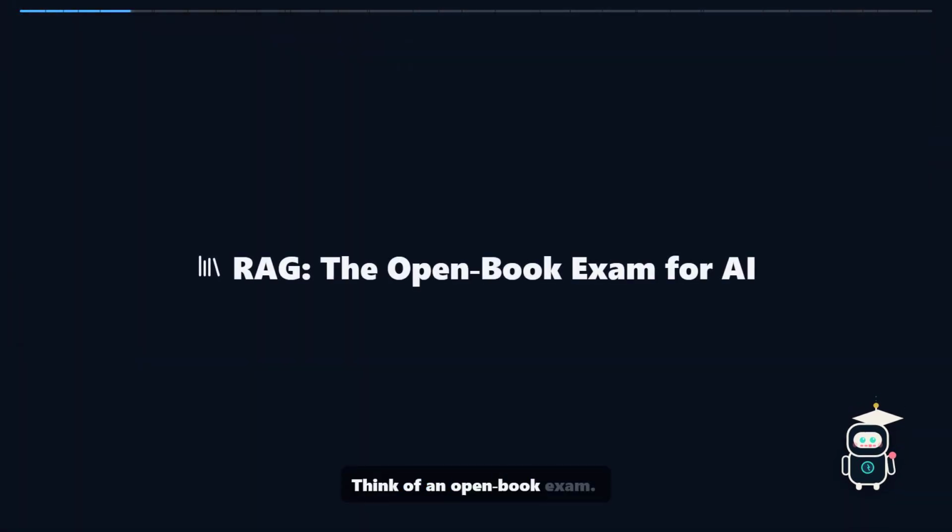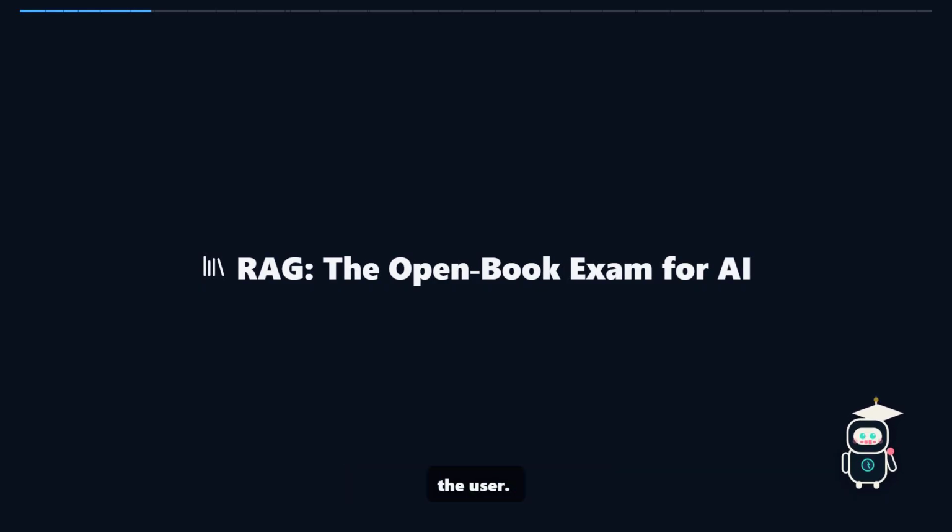Think of an open book exam. Instead of forcing the LLM to answer purely from memory, where it might hallucinate, RAG hands it a stack of your documents and says, "Use these." The model looks up the relevant information, reads it, and then crafts an answer. That's Retrieval Augmented Generation. Connect the LLM to a digital library, and every answer gets fact-checked against real sources before it ever reaches the user.